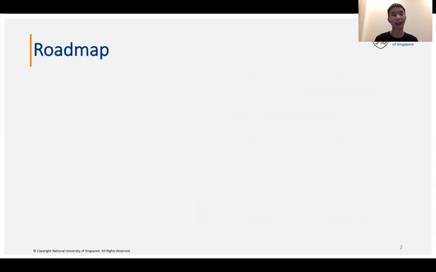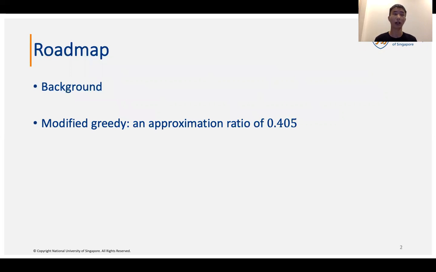Today I want to first introduce some basic background of this problem. Then I will discuss our main result, that the multi-variability algorithm can achieve an approximation ratio of 0.405. After that, I will show you our second result. We derive some data-dependent upper bounds to help derive a better approximation ratio empirically for the greedy algorithm. Finally, a short summary will be given with some discussion on future work.